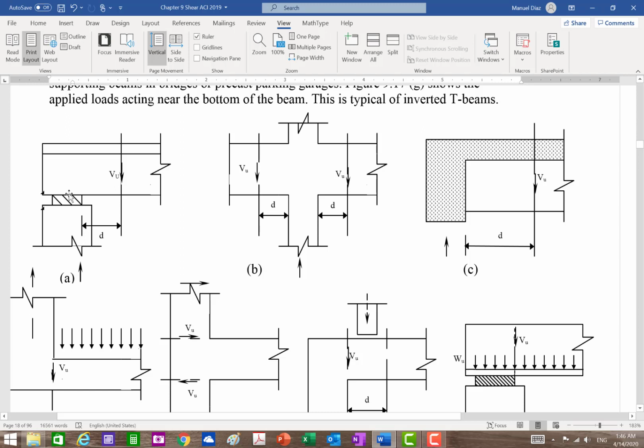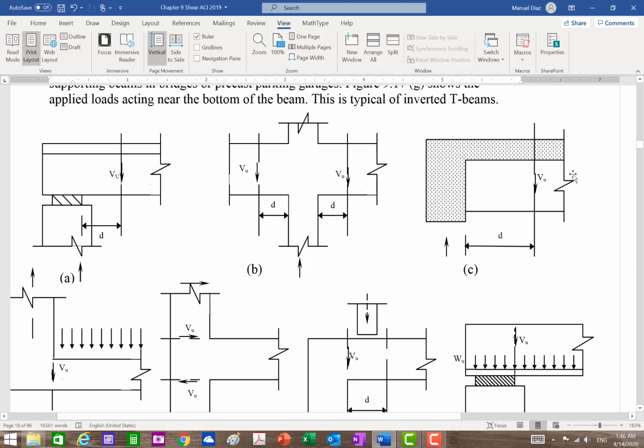You're normally going to find your reactions, right? But the shear that you're going to design is not the actual reaction, it is the value at a distance d from the face of the support, as long as your reaction is a vertical reaction. Okay? In the case of a column with a beam, the same thing. Reaction is vertical, so you take it at the distance d to design the beams.